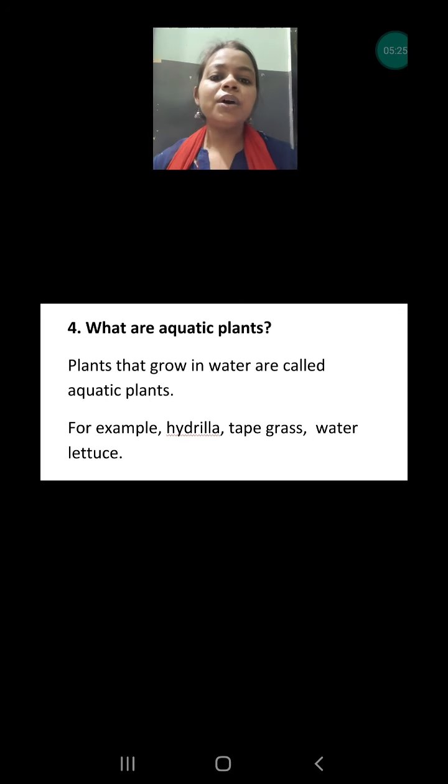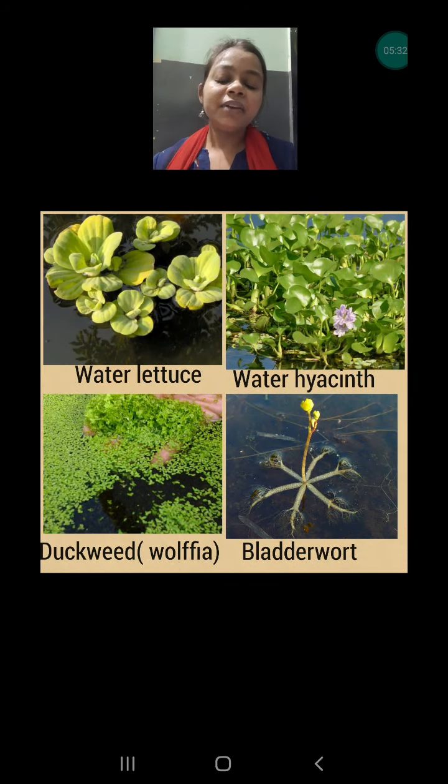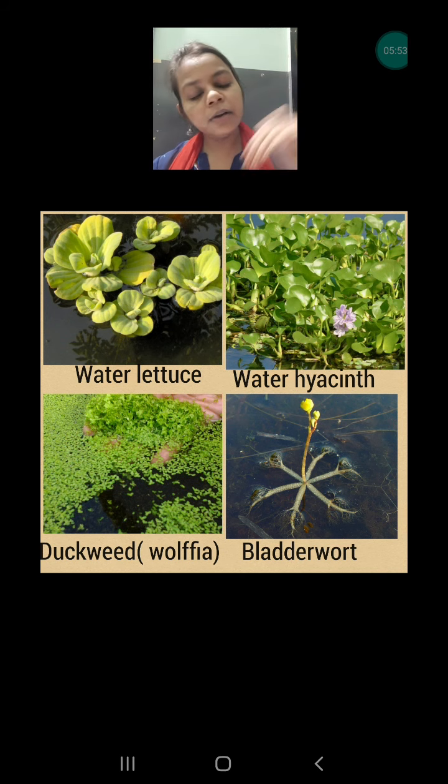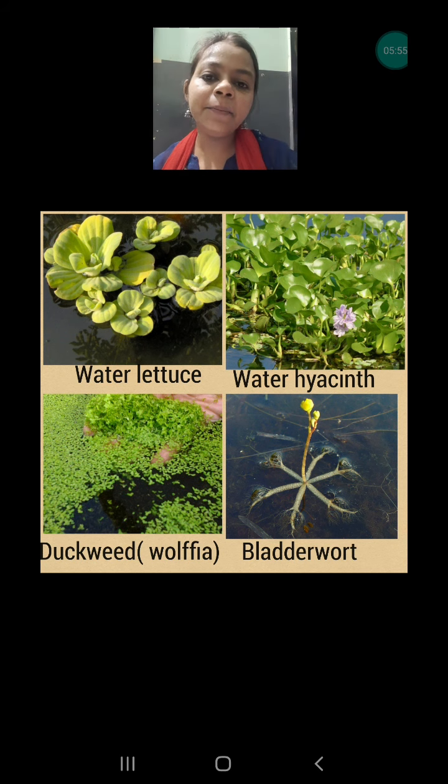Question number 4 is, what are the aquatic plants? Plants that grow in water are called aquatic plants. If you try to grow these plants on the land, they will die. Why? Because they have adapted to grow in the water. So you can see these are the aquatic plants, and some of the aquatic plants don't have roots. Some of the aquatic plants have roots which are attached to the bottom of the water bodies, whereas some are completely present under the water.